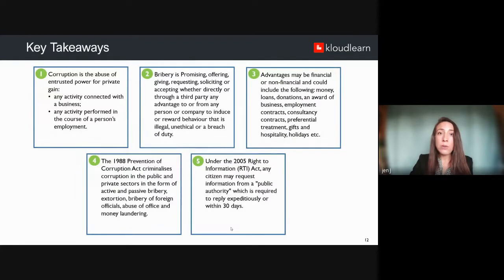What are some key takeaways for preventing corruption and bribery? Corruption is the abuse of entrusted power for private gain. Remember, that includes any activity connected with a business or any activity performed in the course of a person's employment. Bribery refers to promising, offering, giving, requesting, soliciting, or accepting, whether directly or through a third party, any advantage to or from any person or company to induce or reward behavior that is illegal, unethical, or a breach of duty.